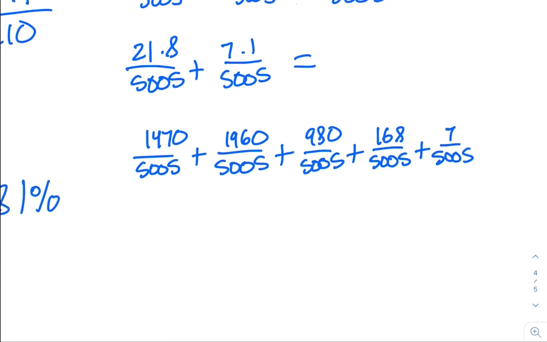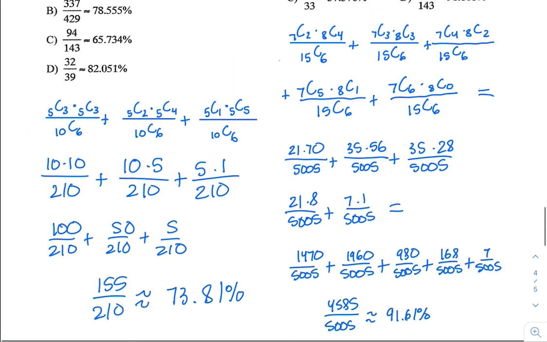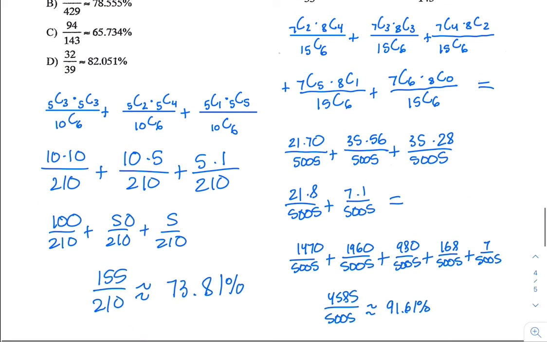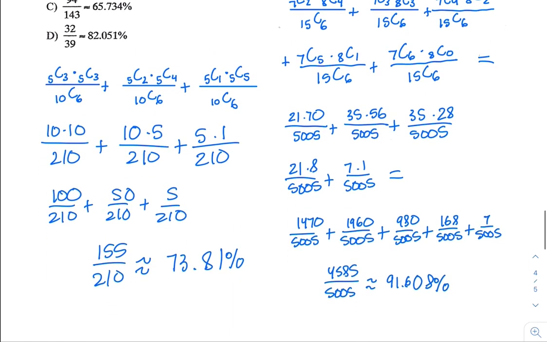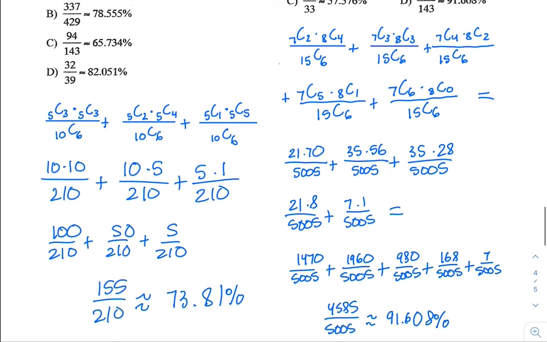So add all of these together, and we get 4,588 all over 5,005, which is roughly 91.61%, and you should have gotten D.